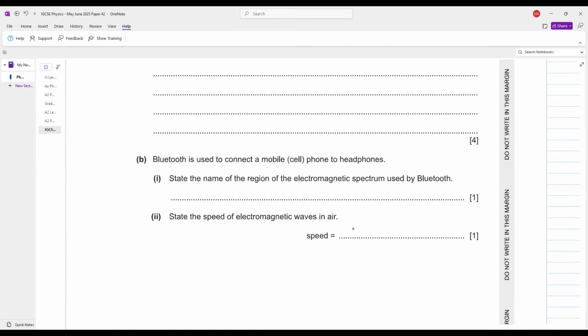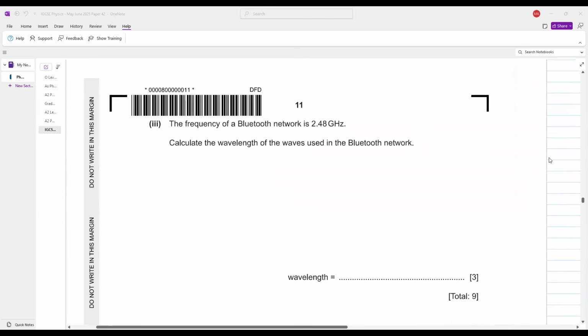Bluetooth is used to connect a mobile cell to headphones. Okay. State the name of the region of electromagnetic spectrum used by Bluetooth. अच्छा जी, Bluetooth कौन से region की electromagnetic rays use करता है? Radio waves. Okay. State the speed of electromagnetic waves in air. 3 into 10 raised to the power of 8 meters per second. Simple. बेटा, इलेक्ट्रोमैग्नेटिक वेव्स की स्पीड क्या होती है एयर में? 3 into 10 raised to the power of 8 m s^-1. इजी पीजी लेमन स्क्वीजी. आगे बढ़ते हैं.